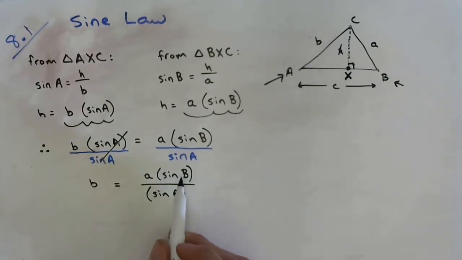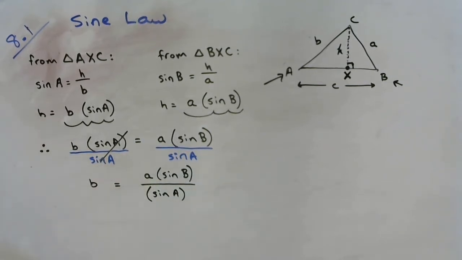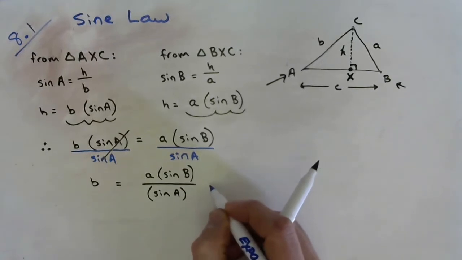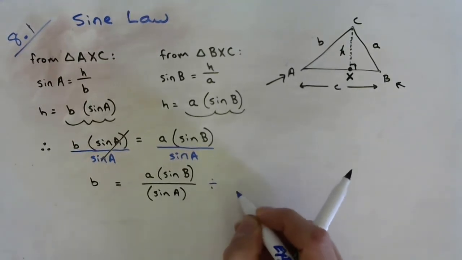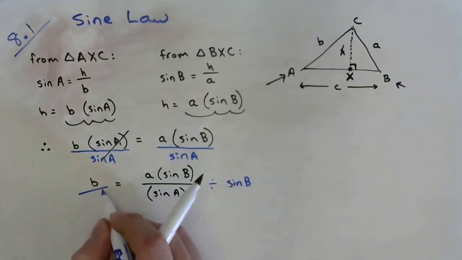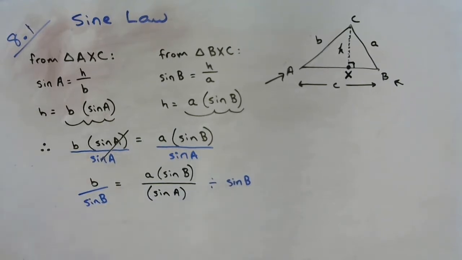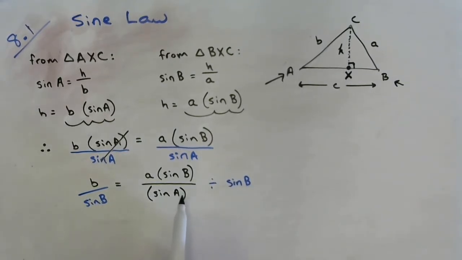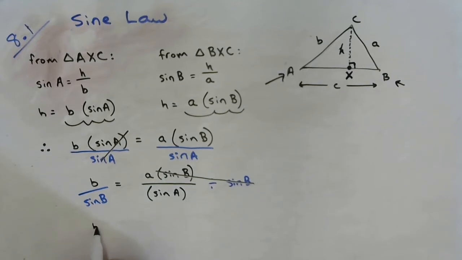And all that's going to do is move it out of the numerator here, because it's going to divide by something in the bottom here. Maybe I'll just write it. So we're going to divide by the sine of B. And over here, we're going to divide by the sine of B. So here, our sine of B in the numerator and denominator cancel out. And on the left-hand side, we're left with B over the sine of B is equal to A over the sine of A.